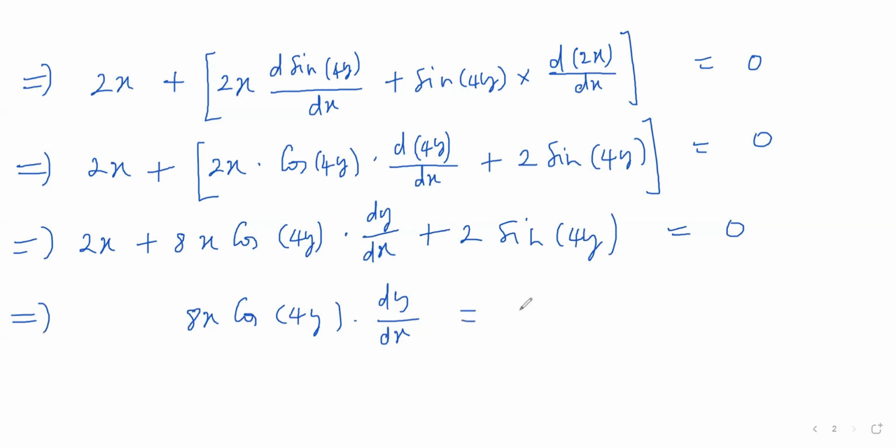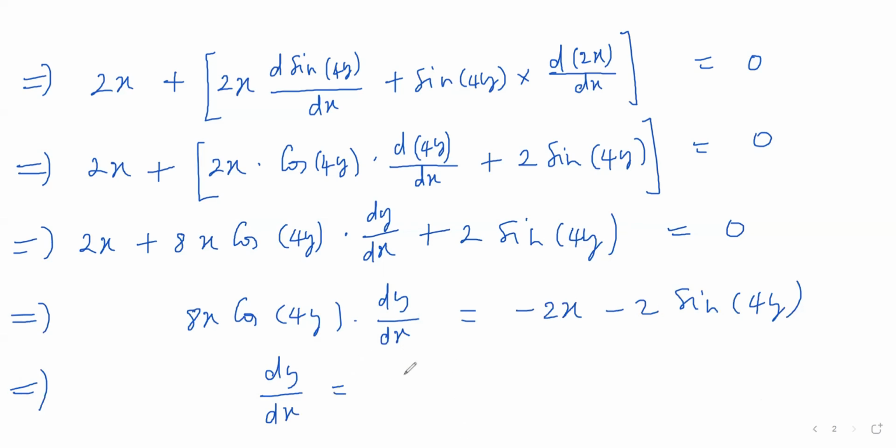is equal to minus 2x. Let me write that again. Minus 2 multiplied by sine of 4y. So on the left, we've got 8x times cos of 4y times dy dx is equal to, on the right, we have minus 2x minus 2 sine of 4y, which implies the following. We solve for dy dx by dividing both sides of this equation by 8x cos of 4y.